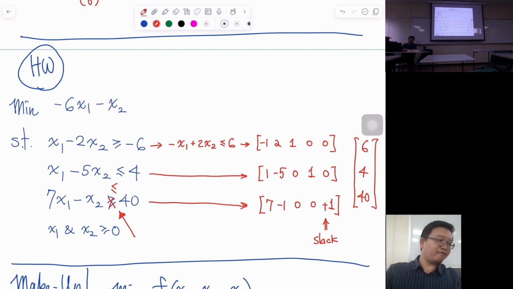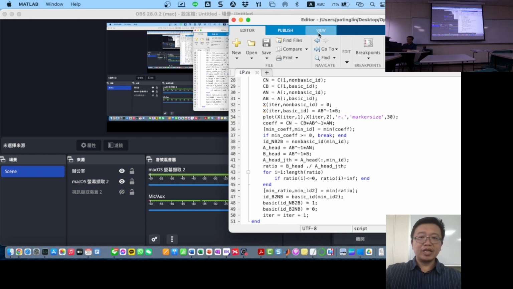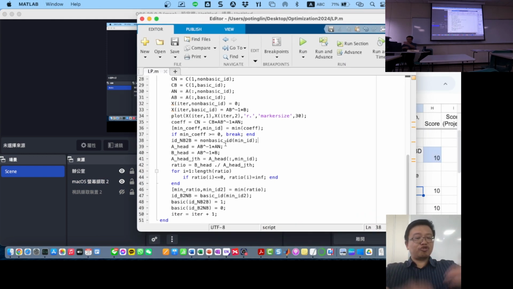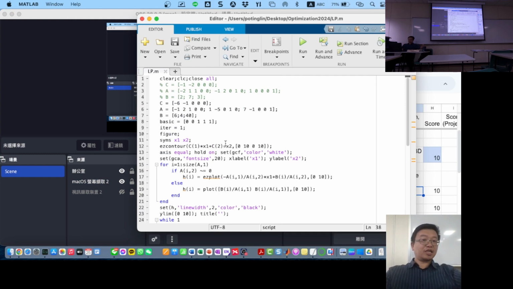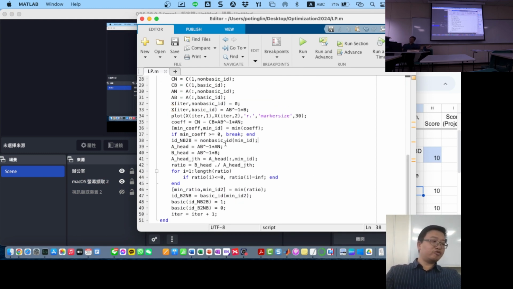We spent quite some time on linear programming. Any questions? I hope that with the coding process you experienced with me today, you understand better how the solution process works. And I'm going to give you this code later on. In the future, you can use it. But in homework, we realized linear programming cannot solve every problem.